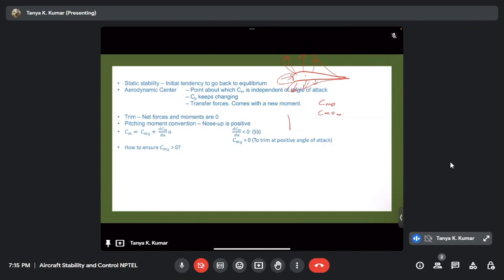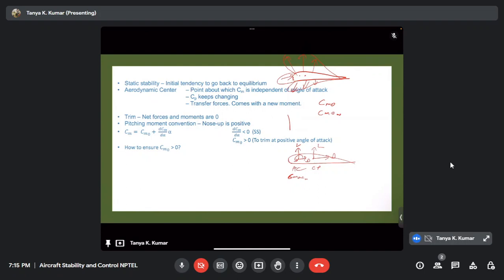If this is your center of pressure and this is your aerodynamic center, the lift and drag were initially acting at Cp, and then you transfer them to your aerodynamic center. So now it has lift and drag and it also comes with a moment. That is CMAC of the wing. Okay. So what was the CMAC for a symmetric, cambered, all those different kinds of airfoils?